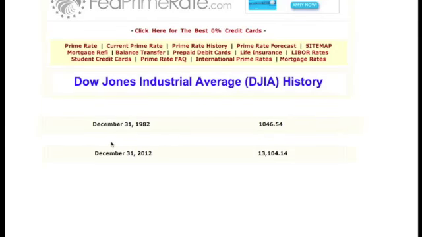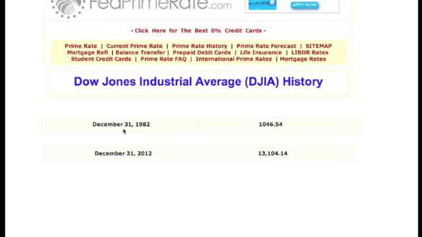So we're going to look at the Dow Jones average, which is the average of several of the largest companies' stock prices in the country. Just a little bit of Googling brought me to fedprimerate.com. I don't know anything about this site, but I did double check a couple of the numbers on other sites, and it appears their data is accurate, even though I don't know anything about this particular website.